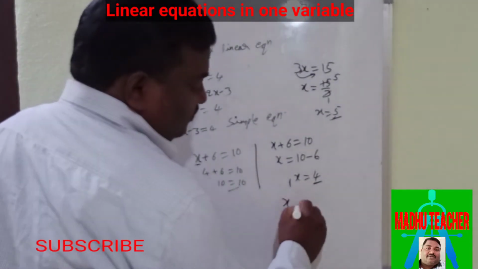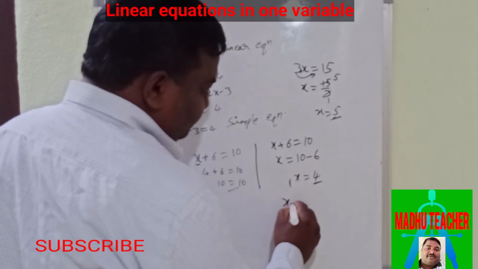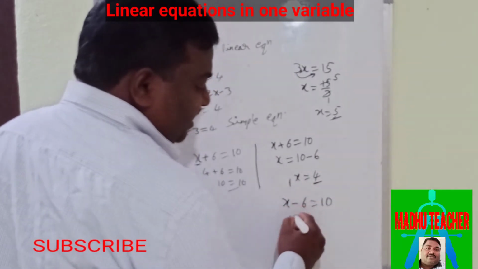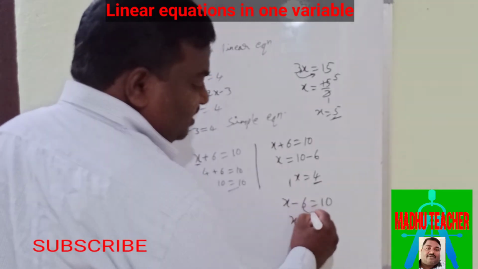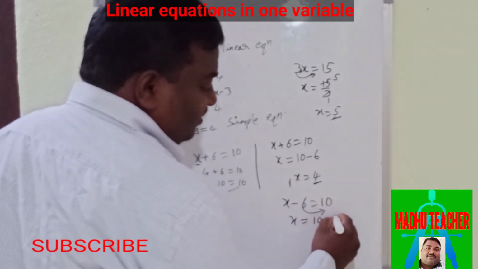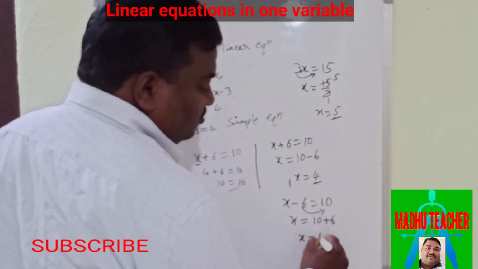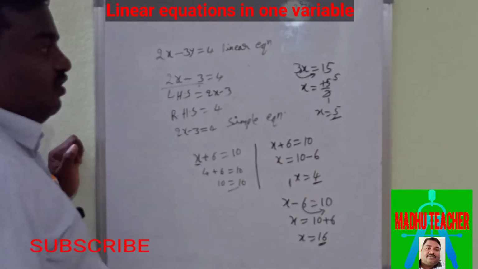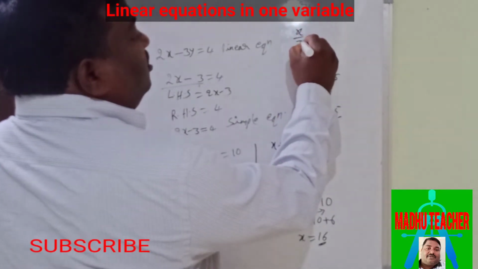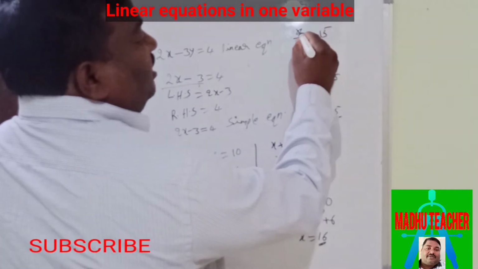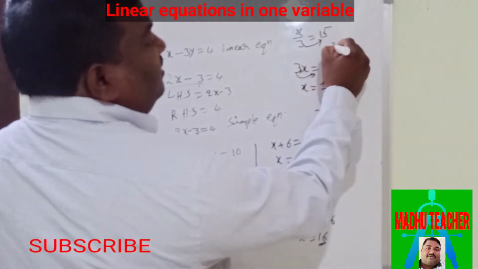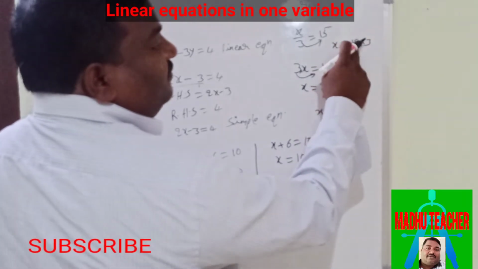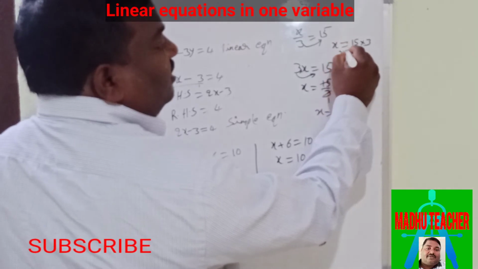Suppose you have x minus 6 equal to 10, then to find x, transpose minus 6 to the right side, that will become plus 6. x equal to 16. 16 minus 6 equal to 10. If you have x by 3 equal to 15, then to find x, transpose the 3 to the right side, that will become into 3, that is 15 into 3, that equals 45.